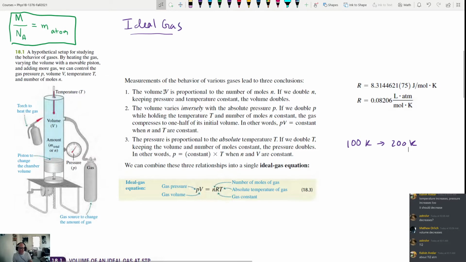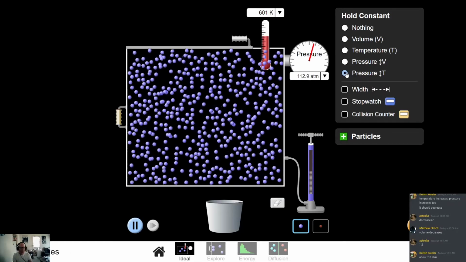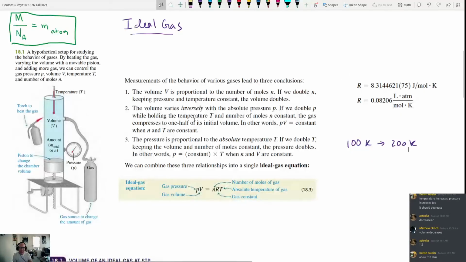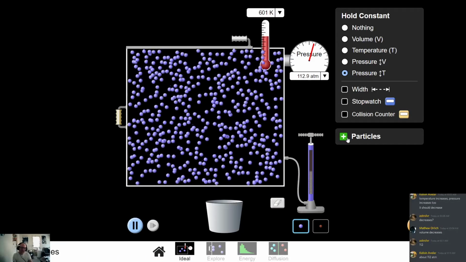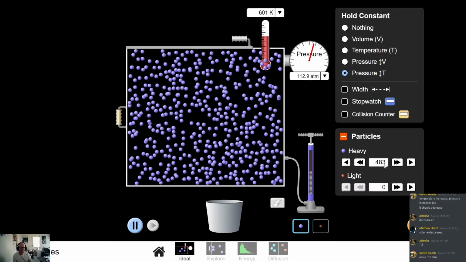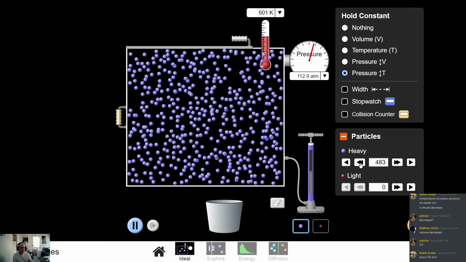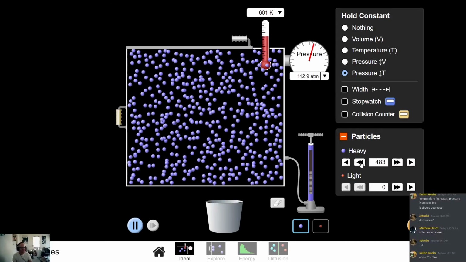What's the other ones that we can test with this? Volume is proportional to number of moles. If we double by keeping pressure and temperature constant, volume doubles. So that would be pressure and temperature held constant. We have to double the number of moles. Is it counting the number of moles? Oh, they're right here. I mean, this isn't really number of moles, it's number of particles, but it should still work. If we double this, the volume should double, right? That's what it's saying, right?